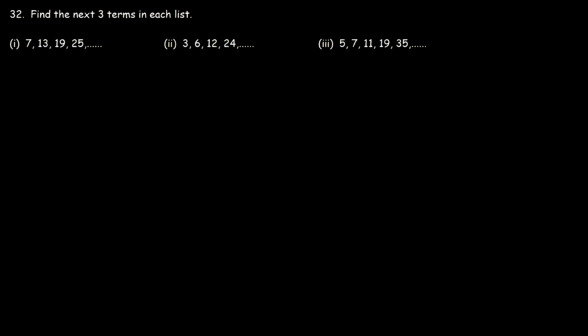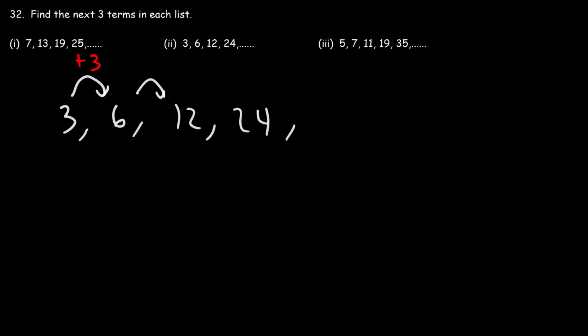Now let's move on to the second list. So we have the numbers 3, 6, 12, 24. So what's the next number? Now if we subtract 6 by 3, we'll get a common difference of 3. If we subtract 12 by 6, we'll get a common difference of 6. And if we subtract 24 by 12, we'll get a common difference of 12.